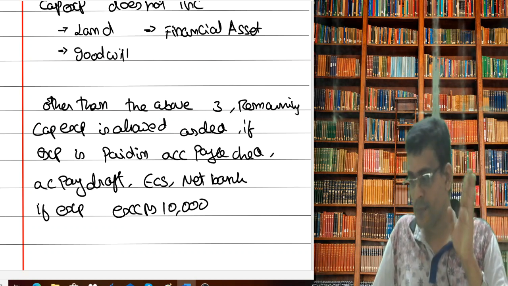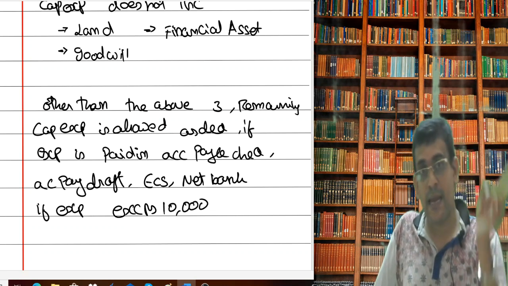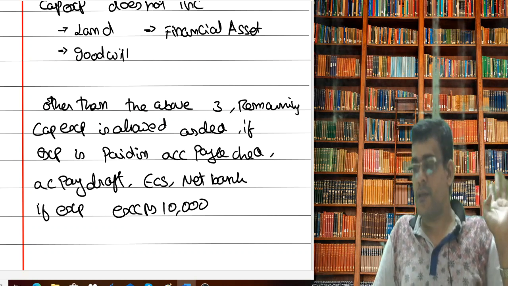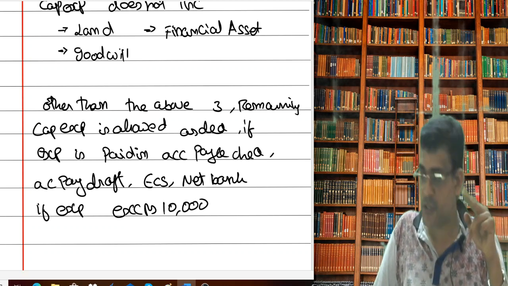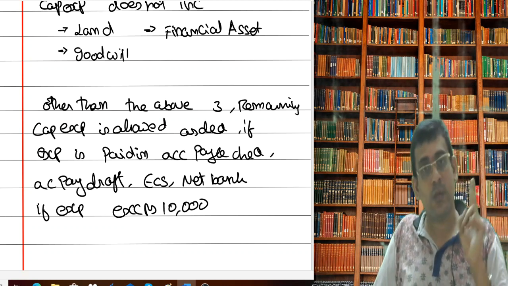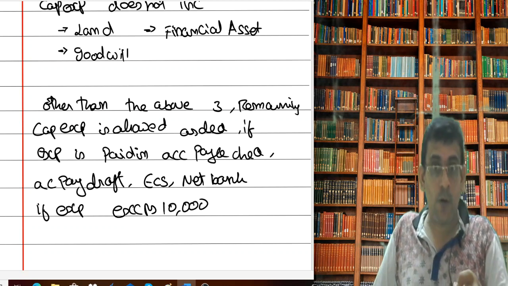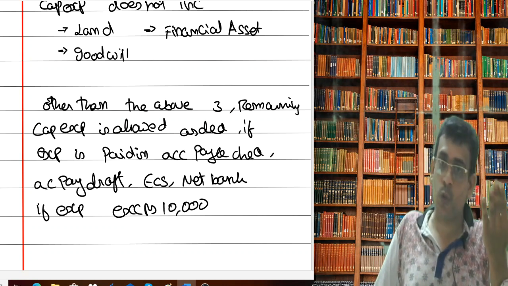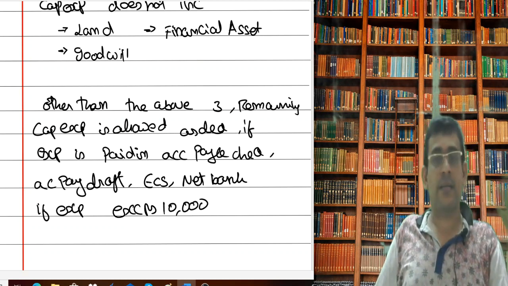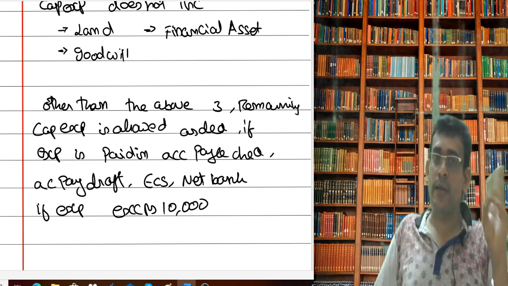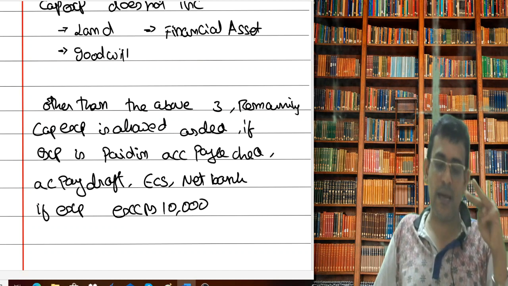Same case here. If the capital expenditure is less than 10,000, you can incur that in cash. But once it exceeds 10,000, even though the capital expenditure is not land, not goodwill, not a financial asset, if it is not paid through account payee cheque, account payee draft, ECS, or prescribed mode, this is not allowed. Up to 10,000 you can pay in cash, but once it exceeds 10,000, only through the prescribed mode the payment has to be made. Otherwise, you can't take the amount as deduction.